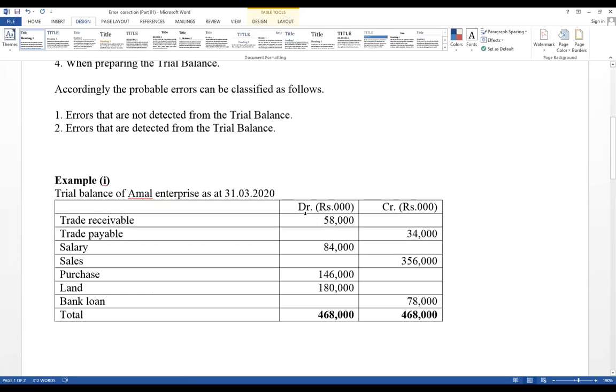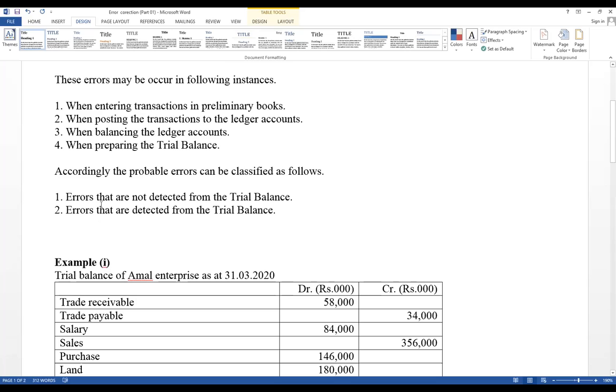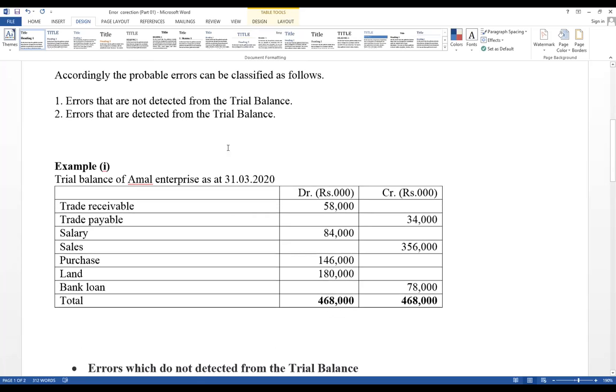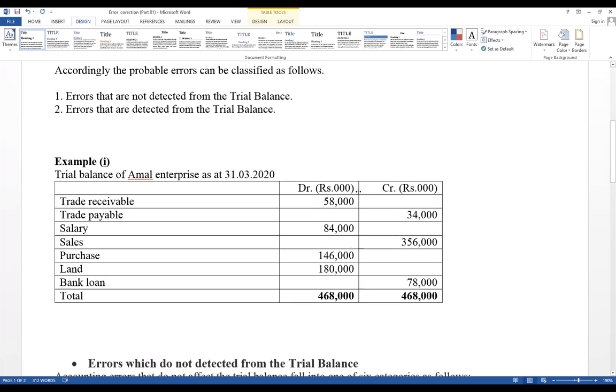Therefore, errors mainly can be divided into two parts. Errors that are detected from trial balance, and errors that are not detected from trial balance. By using trial balance, these errors cannot be recognized.